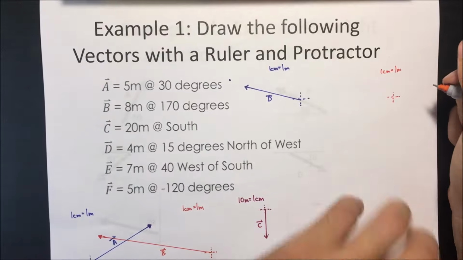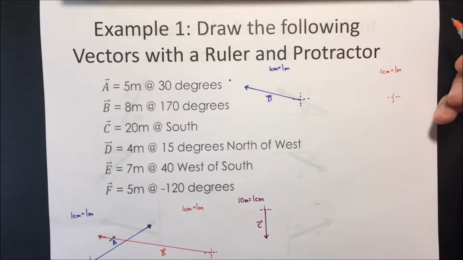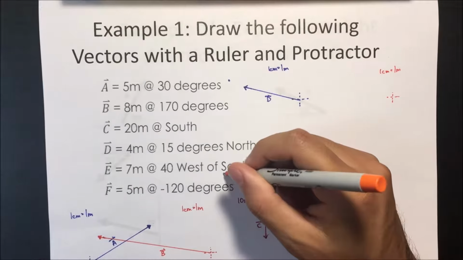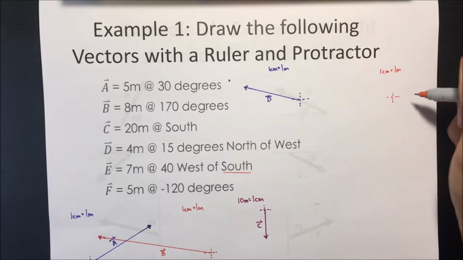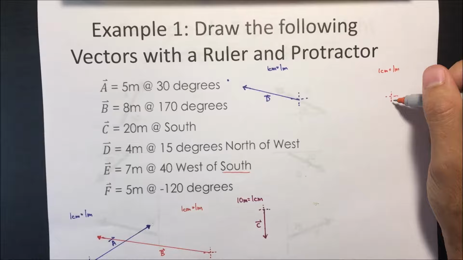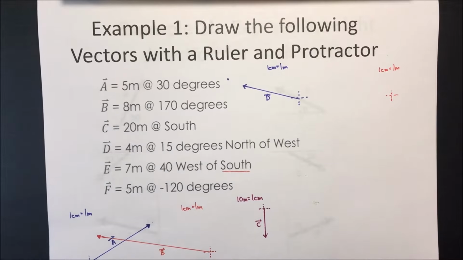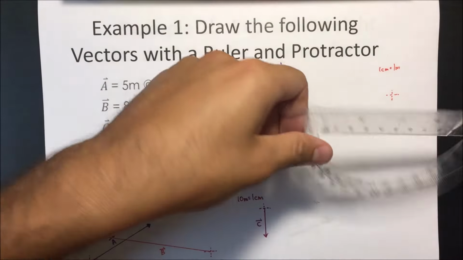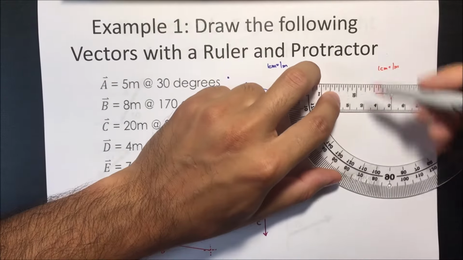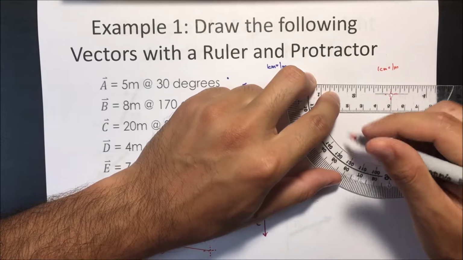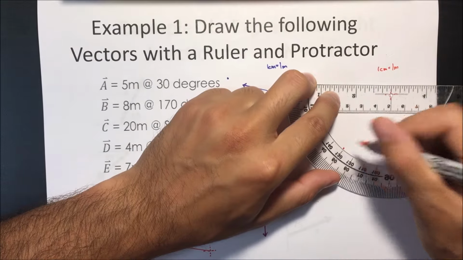And again, let's think about this. It says 7 meters at 40 degrees west of south. So this is south. We want to again look at the second word, south, and we want to go west of south 40 degrees. So we want to go west, meaning that way, 40 degrees. So I'm going to get my protractor, and from the south point, I'm going 40 degrees. So 10, 20, 30, 40, right there.